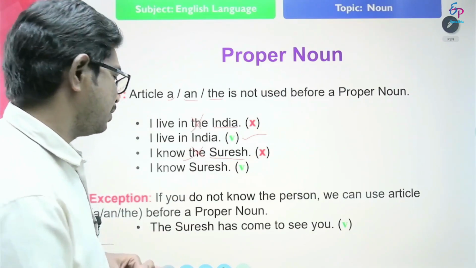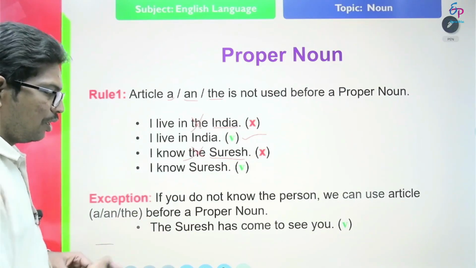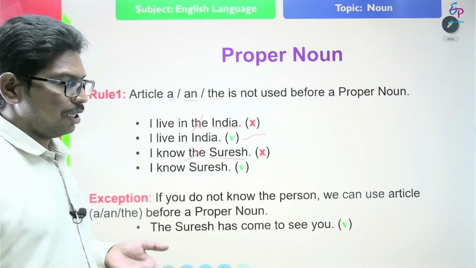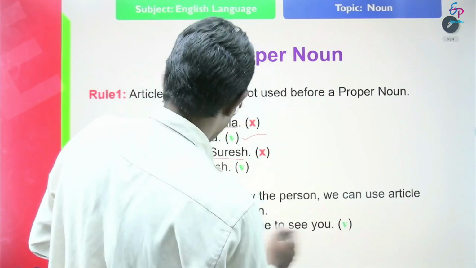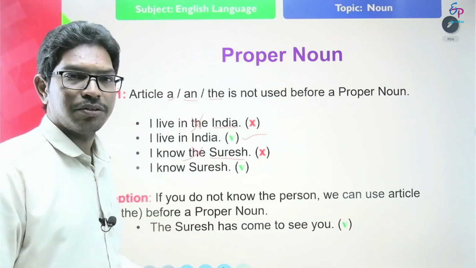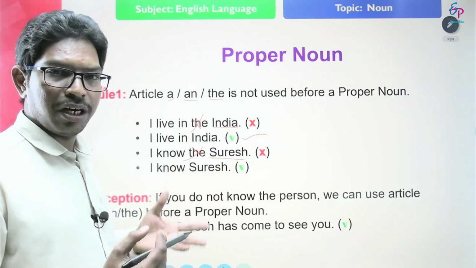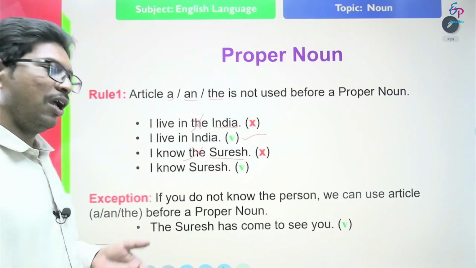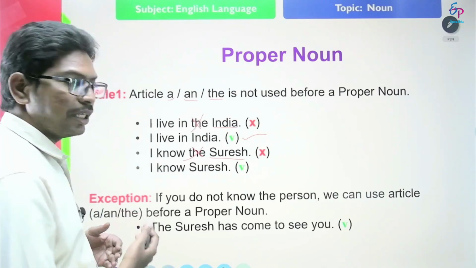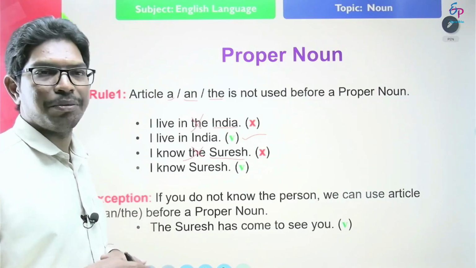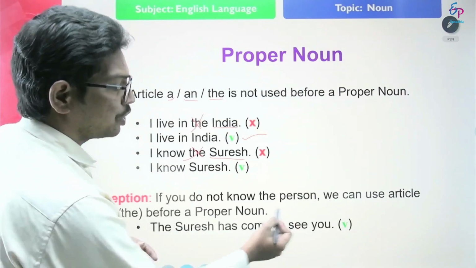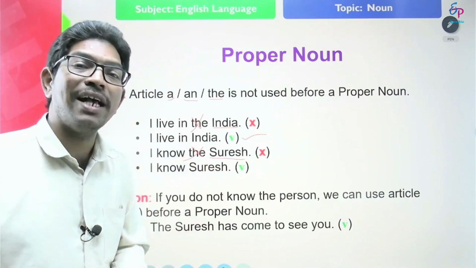But an exception is there. What is that exception? Means if you do not know the person, we can use article a, an or the before a proper noun. If you know the person, we cannot use article before a proper noun. Example, the Suresh has come to see you.